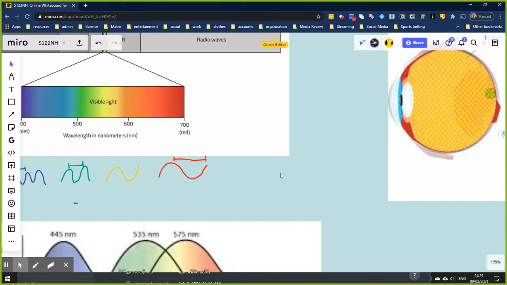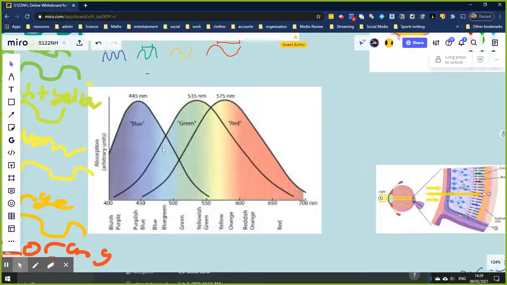If we look at this graph, it shows that the blue cone prefers light of this wavelength, 445 nanometers. The green cone prefers light of this wavelength, 535. And the red cone prefers light at this wavelength, 575. Now, it can still detect the other wavelengths, but not as easily. So this line shows how easily it detects all the different wavelengths.